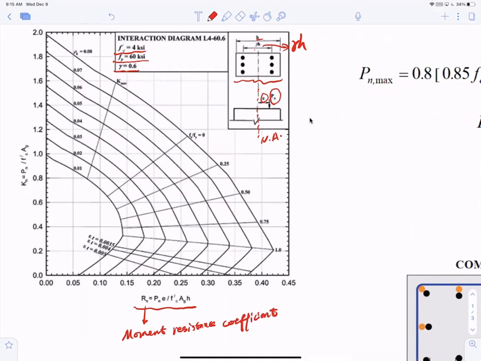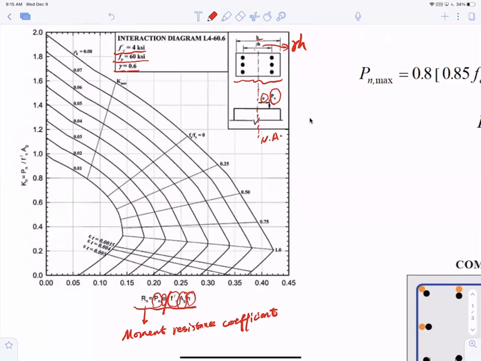And this is a function of Pn, which is axial force, e eccentricity, divided by f'c concrete compressive strength, Ag gross section area, and h height of the section. Okay, so this is the definition of that. And it's non-dimensional, right? So you just have numbers in the x-axis.